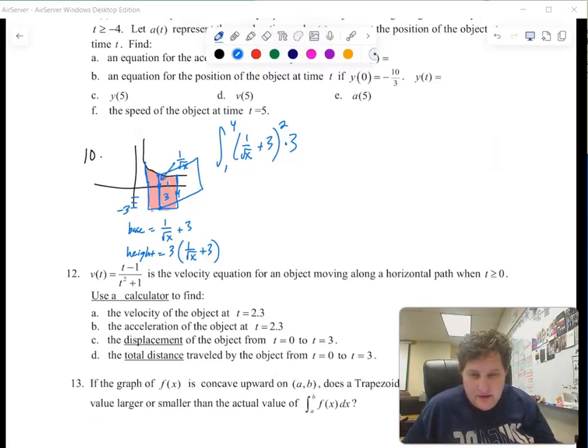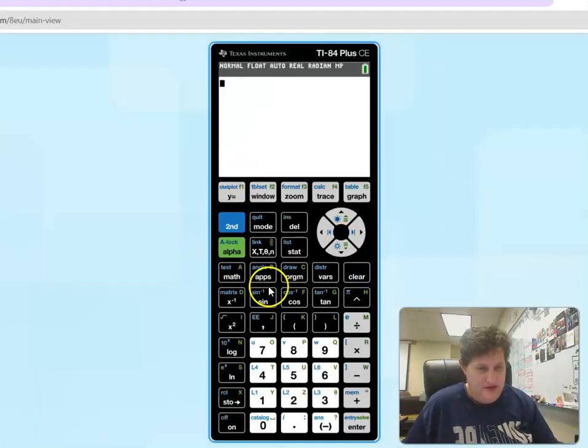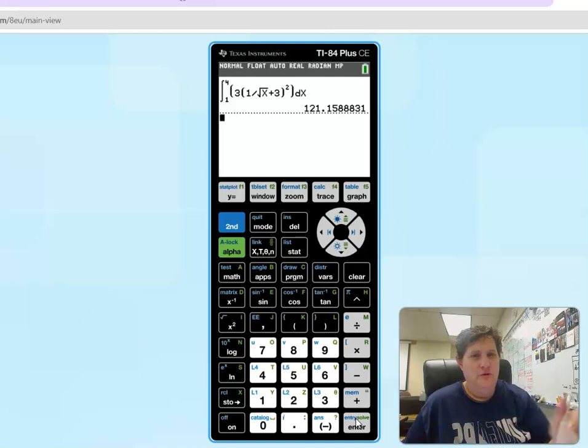So I can grab my calculator. One second. It always takes me a second to get my calculator pulled up. So here we go. Math 9 is integral. I'm going from 1 to 4, and then it was 3 times (1 over square root of x plus 3) squared, dx. The answer is 121.158, or 159 if you feel like rounding.